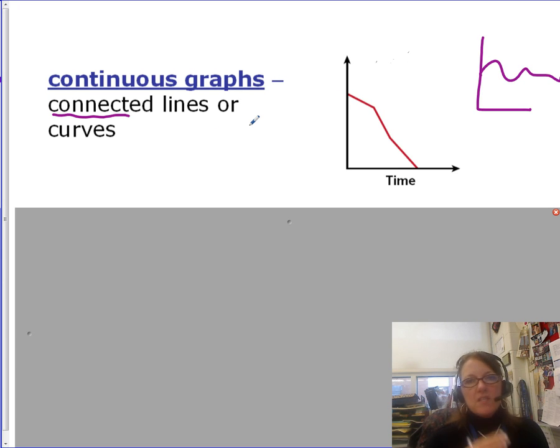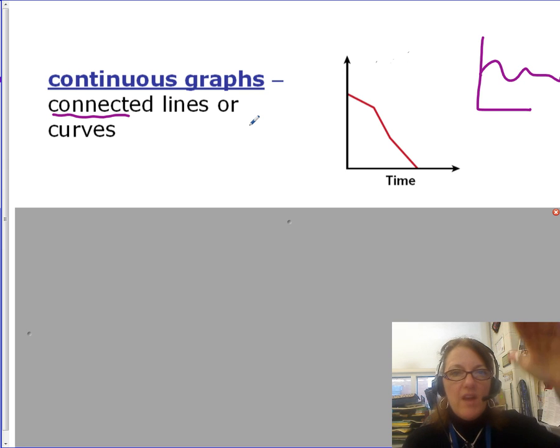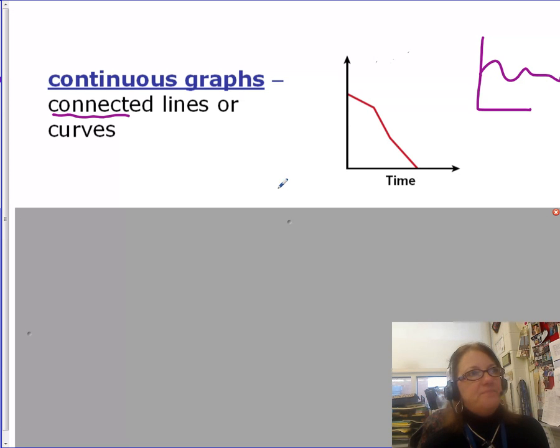This would be things like the one I just did with temperature. It's going to get through all of the things in between. You don't just automatically jump from 10 degrees to 28 degrees. You have to increase through the rest of them.